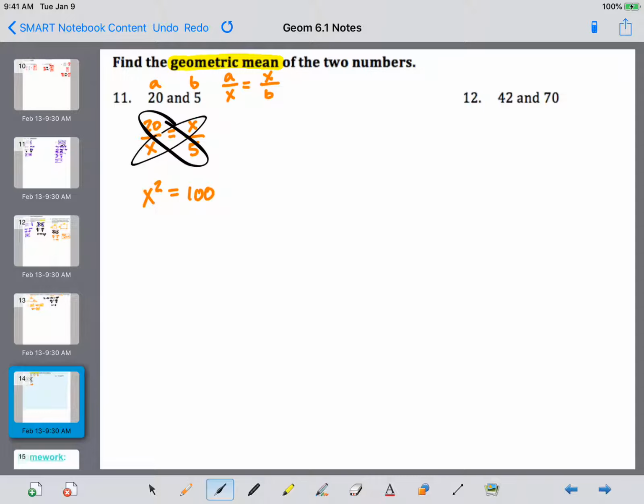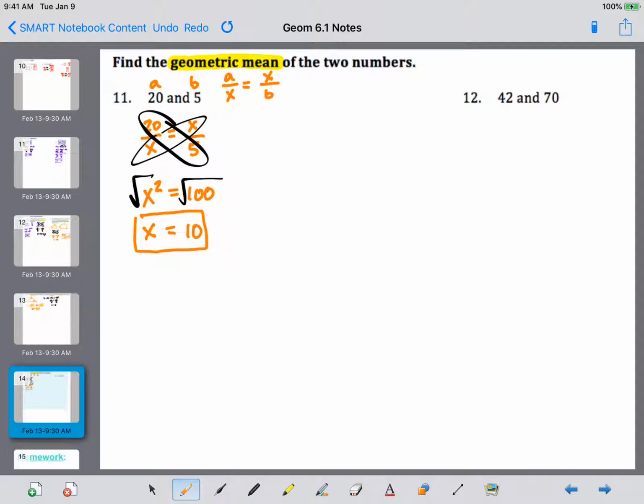And to undo this, to get x by itself, we have to square root both sides. So x is going to end up being 10. All right. And I know those of you that are in Algebra 2 have probably done this, positive and negative 10. In geometry, we only consider the positive answer, so you don't need that plus minus symbol for these examples.